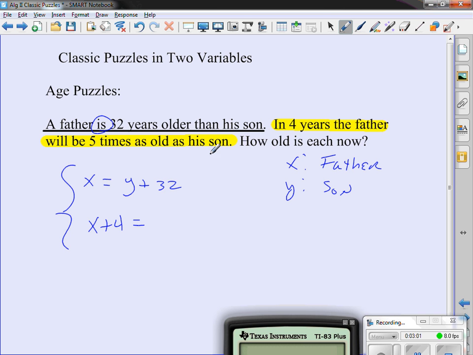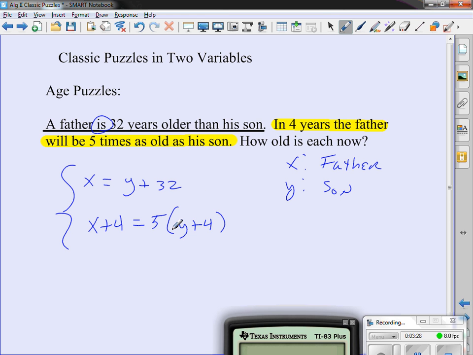5 times as old as his son. Now it's not 5y. If the father gets 4 years older, what happens to the son? The son gets 4 years older also. So it's 5 times y plus 4. That is your system of equations.